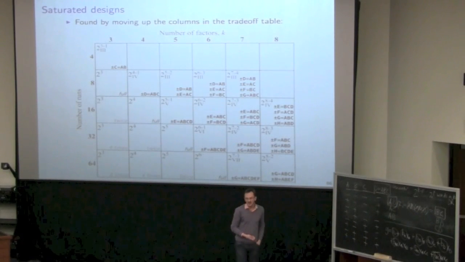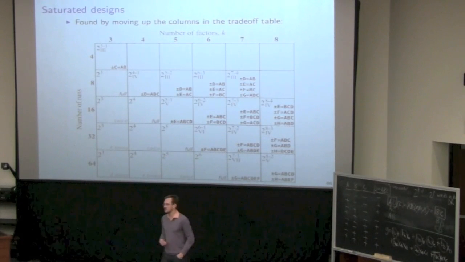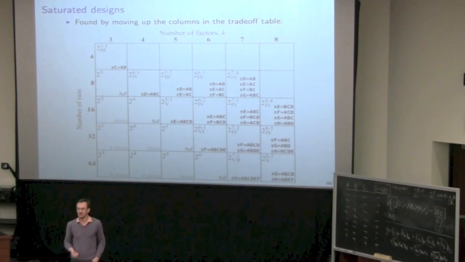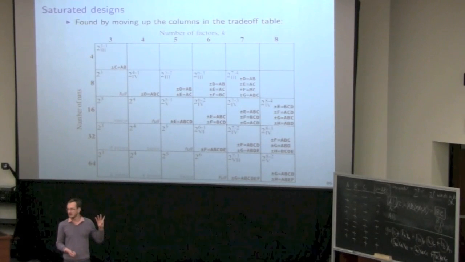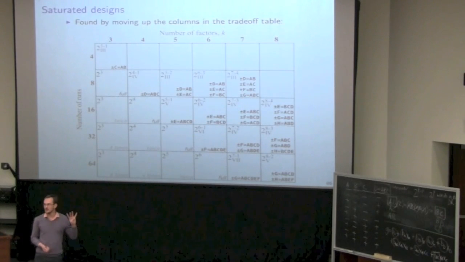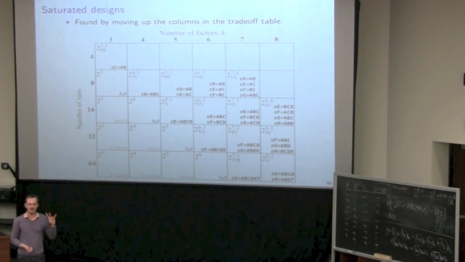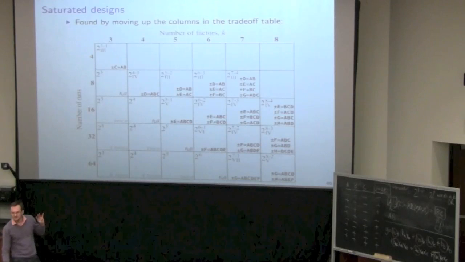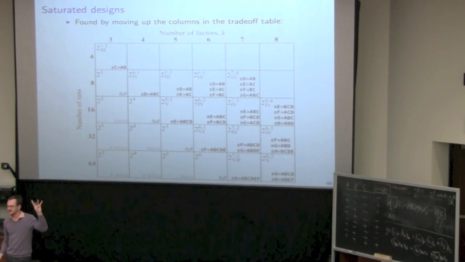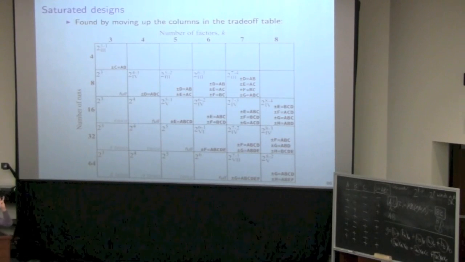In fact, how many two-factor interactions are there possibly in this experiment? So for four factors, A, B, C, D, how many combinations of two letters can you make? How many unique combinations of two letters can you make? AB, AC, BC, BD.